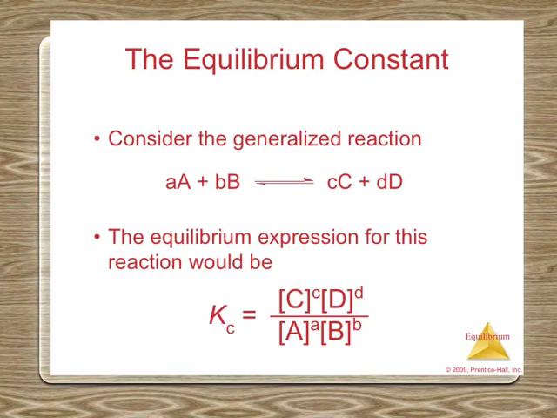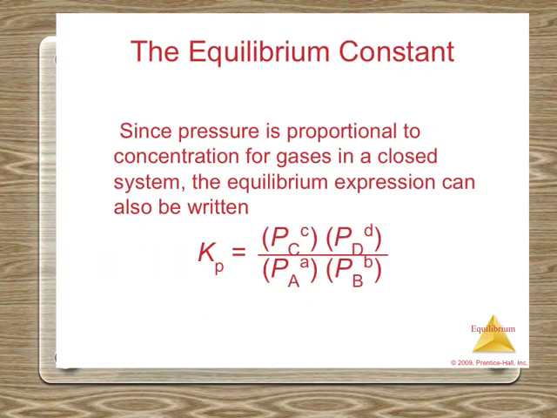The equilibrium constant tells us on which side equilibrium will lie. At equilibrium, will we have more reactants present or will we have more product? So for the generic equation, the equilibrium constant expression would be written as the concentration of the products raised to the power of their coefficients divided by the concentration of the reactants raised to the power of their coefficients.